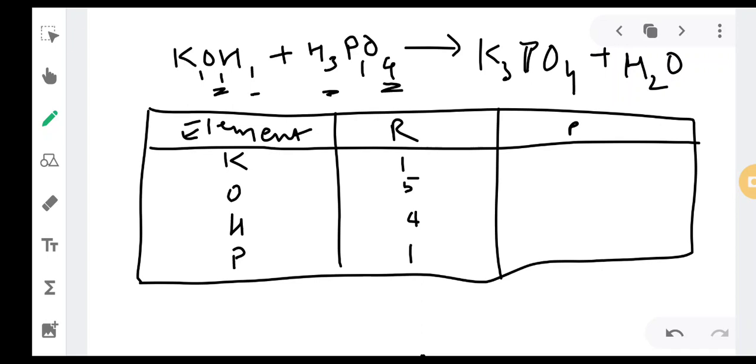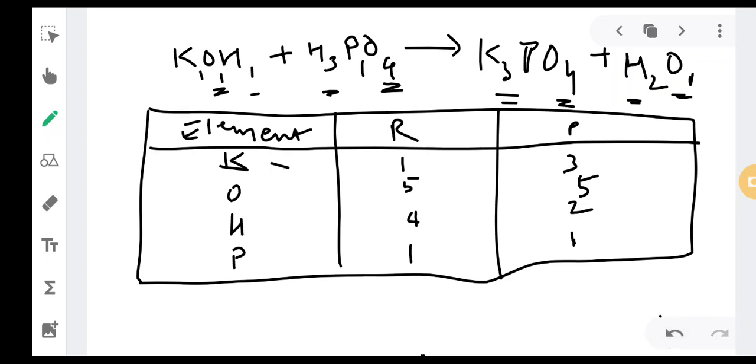So a total of 5 atoms of oxygen are there on the reactant side. Whereas on the product side, there are 3 atoms of potassium, 1 of phosphorus, 4 plus 1, so 5 atoms of oxygen and 2 atoms of hydrogen. So now, what are the things which are unbalanced? First, potassium is unbalanced, and hydrogen is unbalanced.